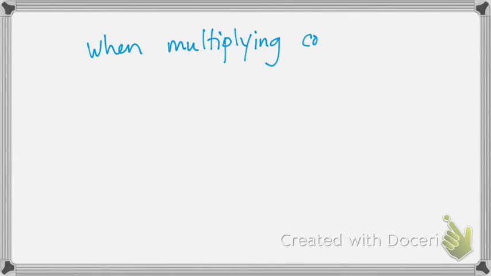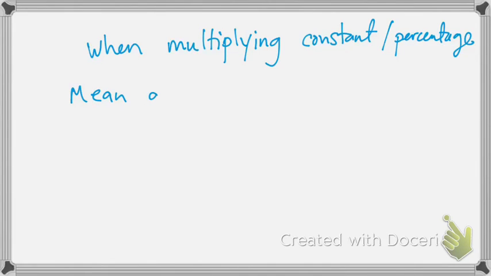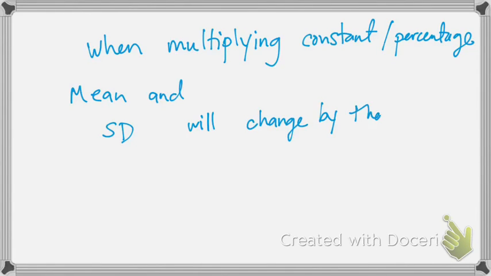So what do we think the rule is for this? Go back down to the rules part. When multiplying by a constant or percentage, the mean and standard deviation will both change by that multiplier.